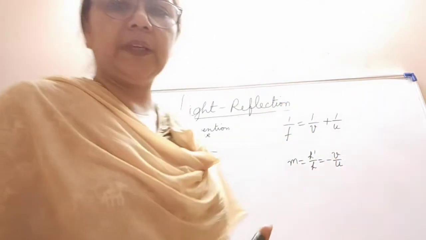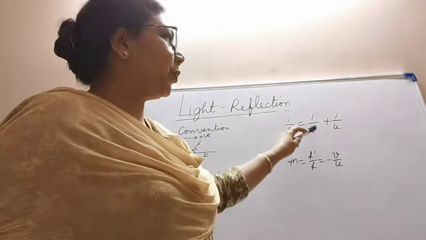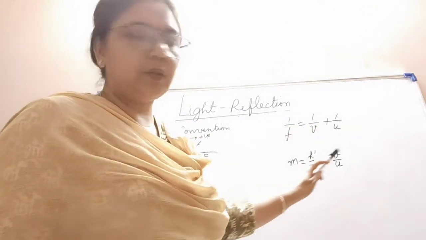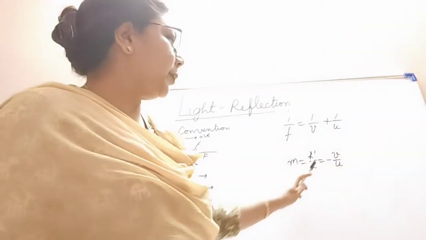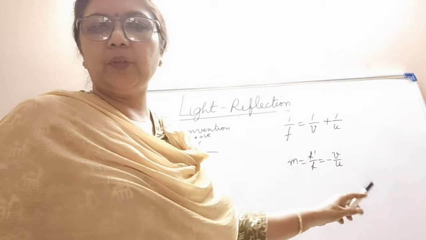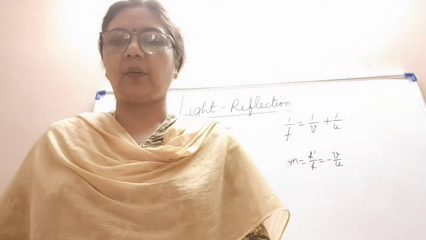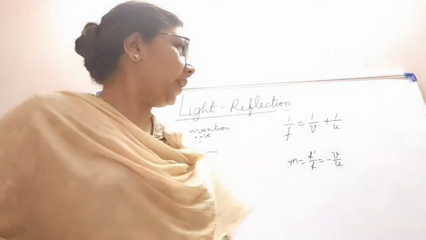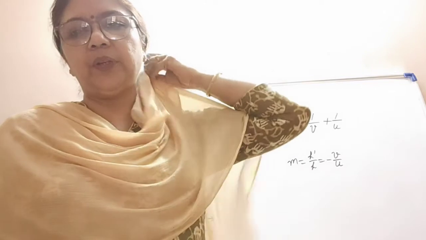Let's see first with the help of the mirror formula. This is the mirror formula: 1 upon f is equal to 1 upon v plus 1 upon u. We have done that also. And m, the magnification, is h dash upon h, which is equal to minus v upon u. These are the two formulas which we have to use for the numericals of the mirror. And remember it in this way only: 1 upon f is equal to 1 upon v plus 1 upon u.